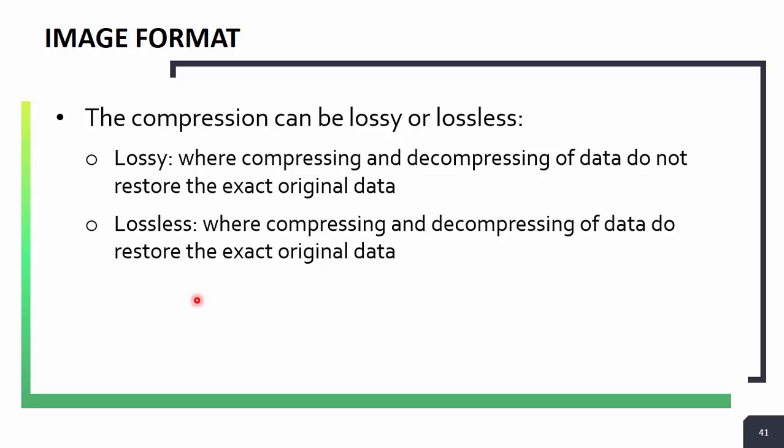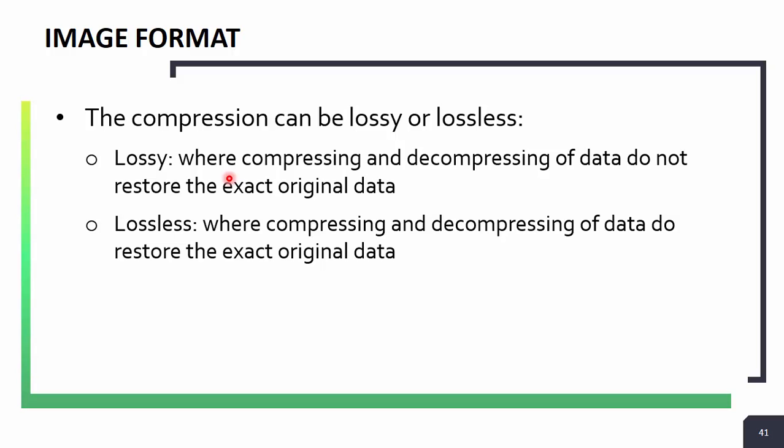Before we continue with the image format, let us talk about two terms in data compression, that is lossy and lossless. Lossy means when we take the original data, we compress it, and then we decompress. The data that comes out after decompressing is not the same as the original data. That is lossy because we lose some data there.